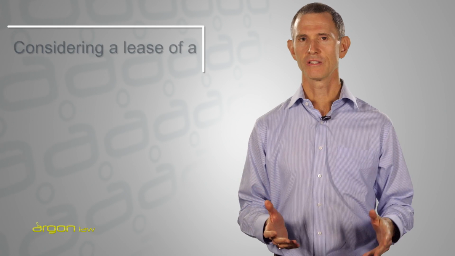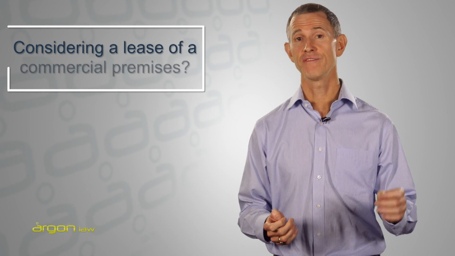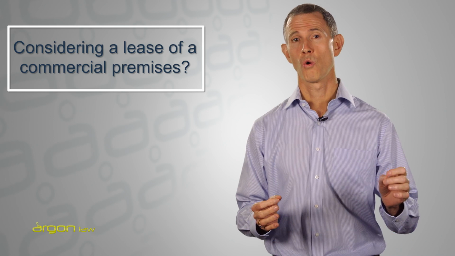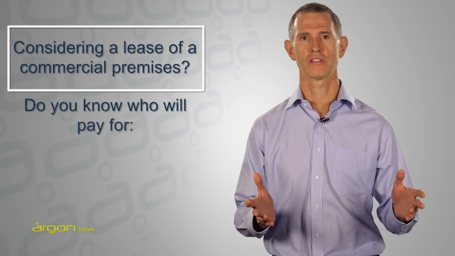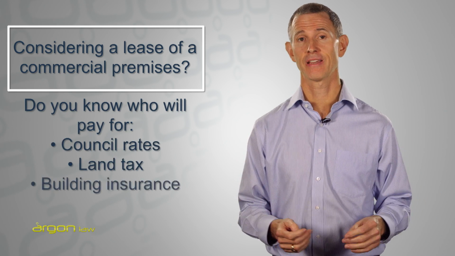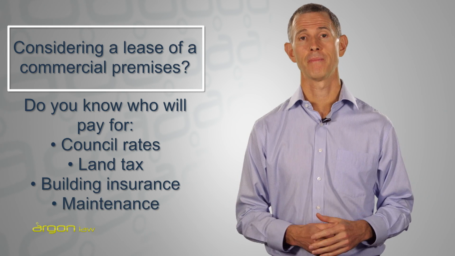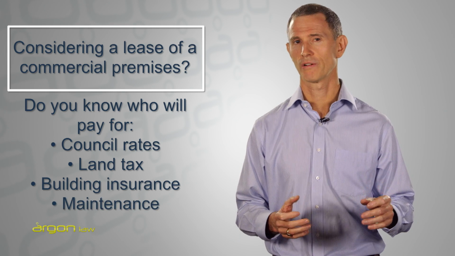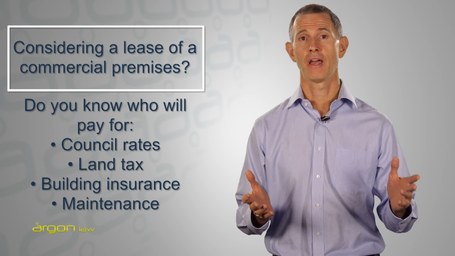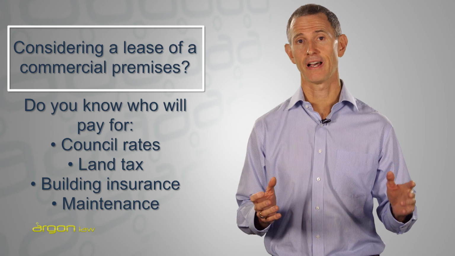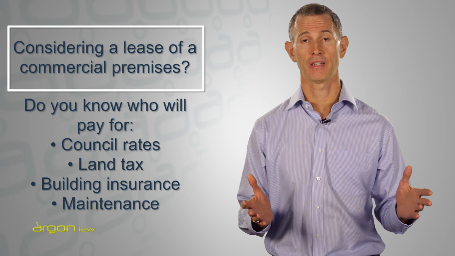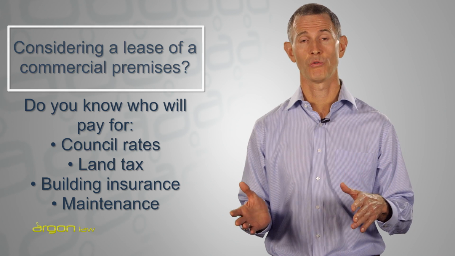When considering a lease of commercial premises, a key factor to take into account is which party is to bear the costs of things like council rates, land tax, building insurance, and maintenance. Those costs are generally known as outgoings, and the provisions of the lease should clearly detail how responsibility for the payment of outgoings is shared between the landlord and the tenant.